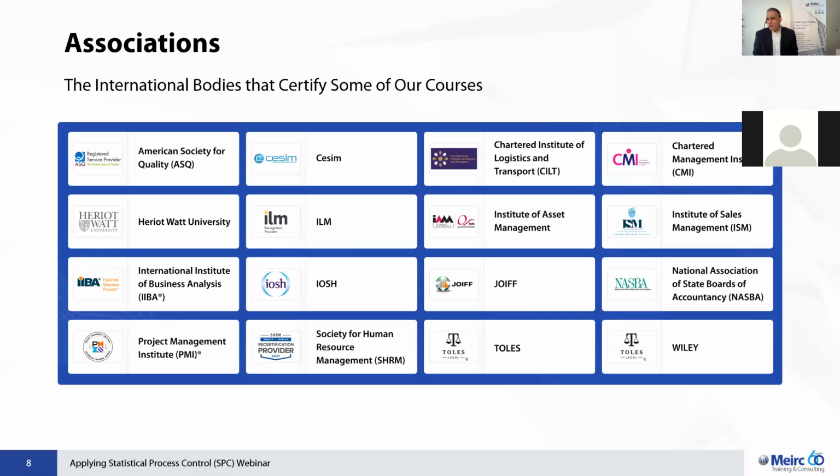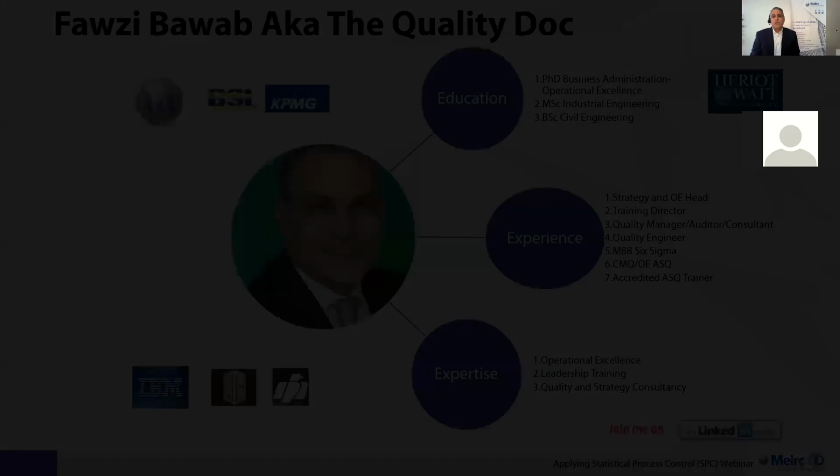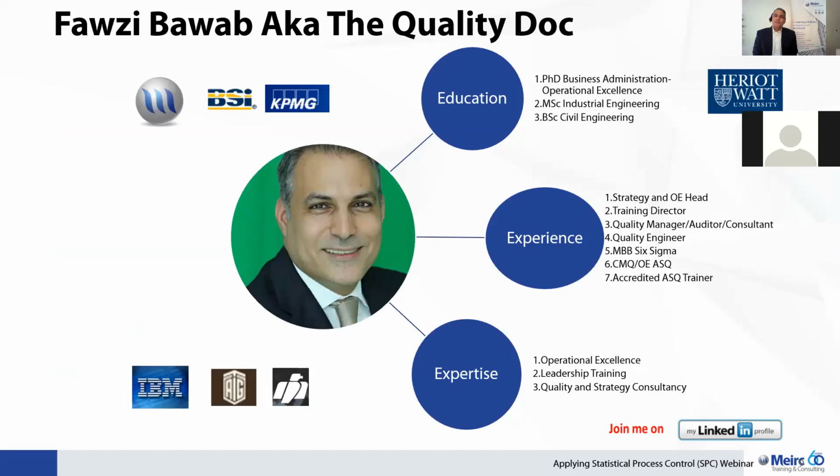We have also a number of associations. Some of our courses are associated or accredited by a number of international organizations, including the American Society for Quality, including the Heriot-Watt University, the ILM, the Society for Human Resource Management, or SHRM. So we've got a number of programs that you will be required maybe to do an exam or a project to meet the requirements.